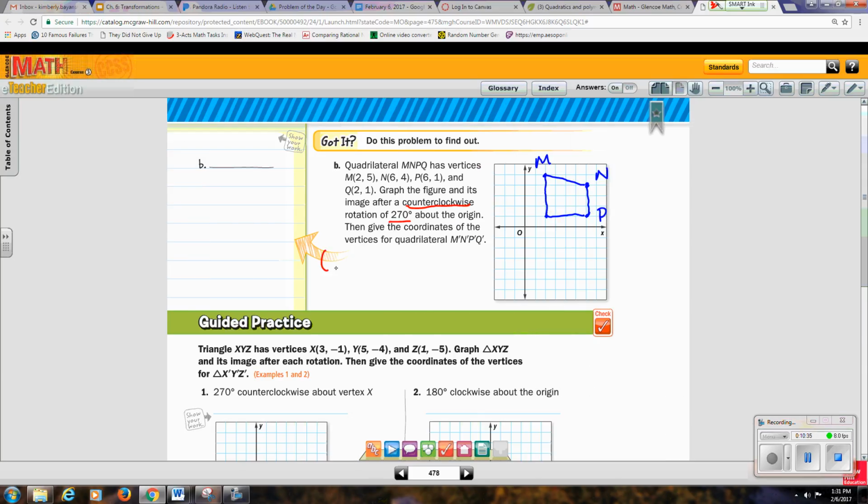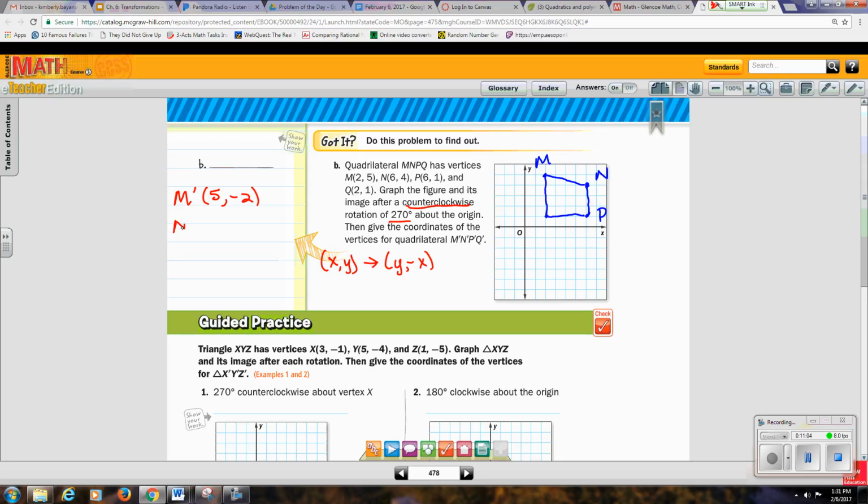So my ordered pairs, x, y, are going to become y and the opposite of x. Okay? So I'm going to do those first. I'm going to do those right over here. I'm going to do M prime, and I'm just going to take these points, and I'm going to put my y, which is 5, in the spot for x. And then my x is 2, but I need the opposite of x, so I need negative 2.